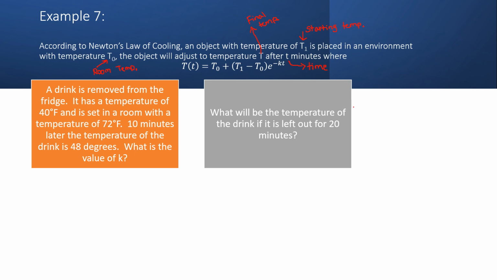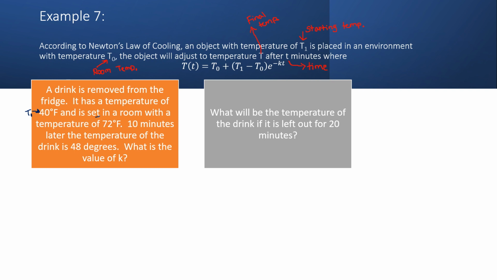All right, so we're going to go to the orange box and we're going to try to plug in all of those different pieces into this formula and see what it wants us to figure out from there. So it says a drink is removed from the fridge. It has a temperature of 40 degrees. So that is my T1 value because that is the temperature that it is when it starts, removed from the fridge. And it is set in a room with a temperature of 72 degrees.